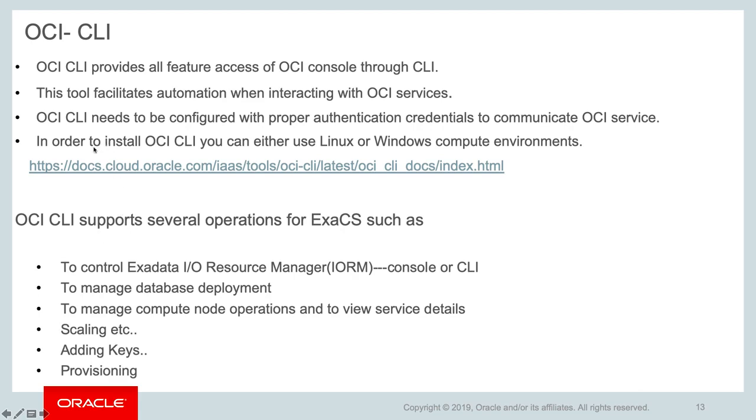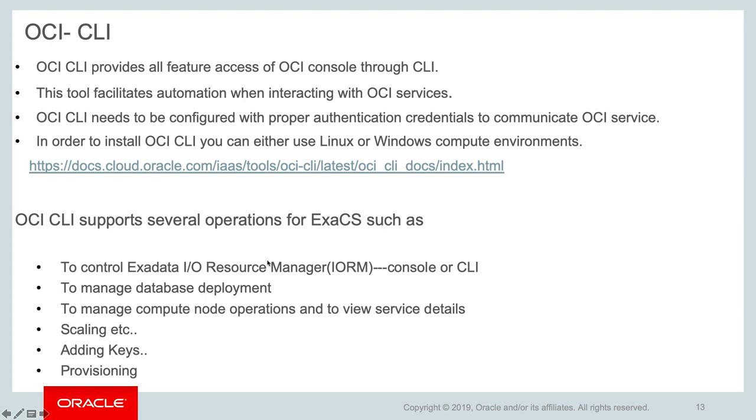The first step is to install the OCI CLI. You can use either a Linux machine or Windows compute environments. You are not necessarily going to install this command line tool on an ExaCS node. Ideally it should be separate from there, on any other compute. It could be your monitoring infrastructure in the cloud. You can install it on these Linux or Windows machines.